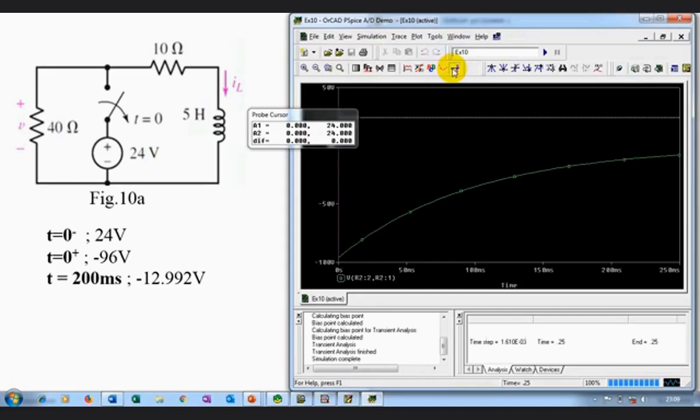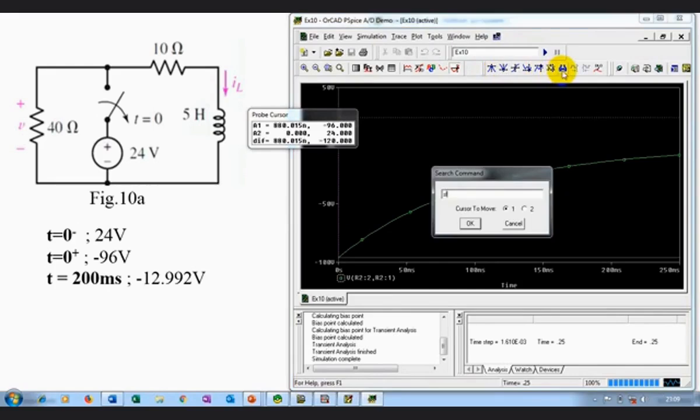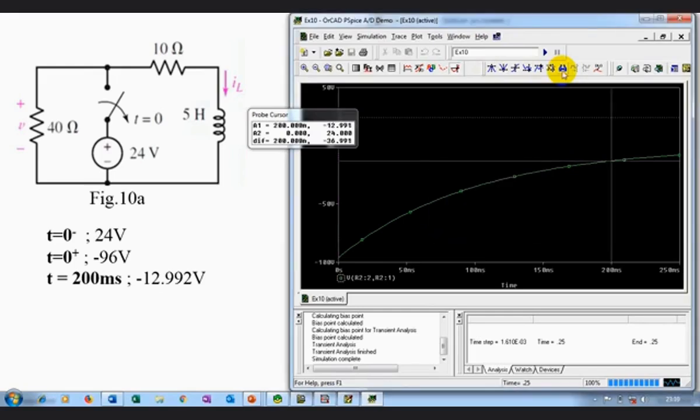Click on toggle cursor now, and you can see we're getting the answers exactly as what we had calculated. That is 24 volts, and the cursor trough is minus 96. Go to cursor search and type the code, search for x value 200 m. We calculated minus 12.992, and in simulation we are getting minus 12.991 volt. Thus the RL circuit problem is calculated and verified in PSpice.